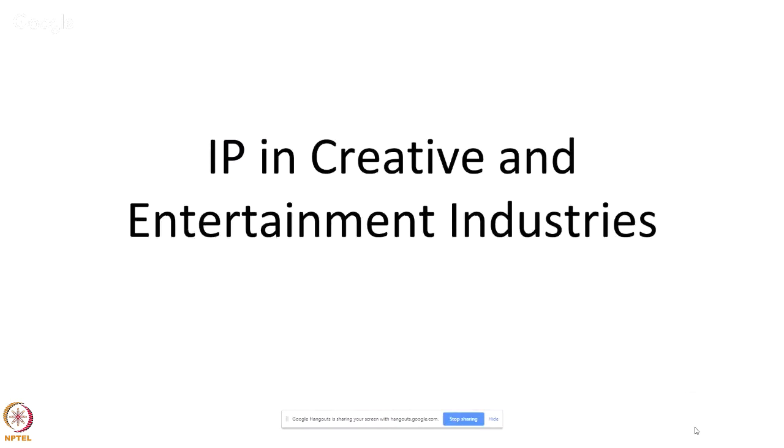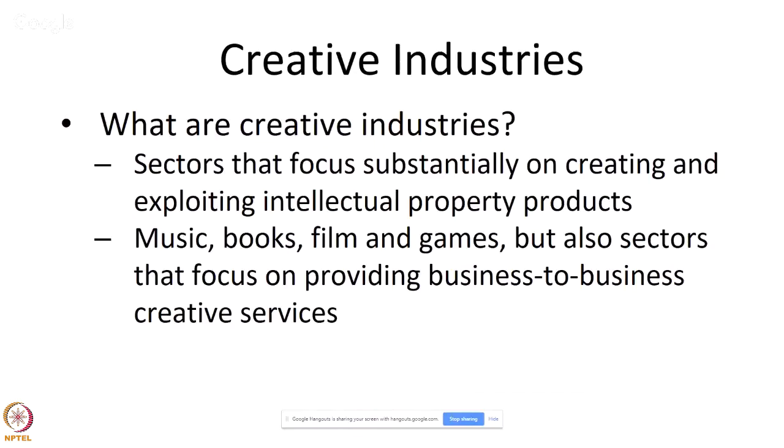So coming back to our subject matter today, we are here to look at intellectual property in creative and entertainment industries. Now, creative industries are sectors that focus substantially on creating and exploiting intellectual property right products. This could be with regard to movie making, music, or books. And books is a big category in itself, because almost all the books that we purchase would come under the ambit of a creative industry. We are not only talking about works of fiction, but also works of non-fiction, and importantly, even books that cover education, say textbooks, could also come under this category.